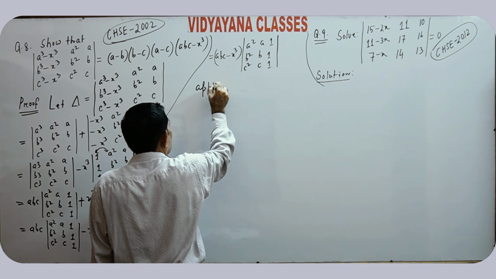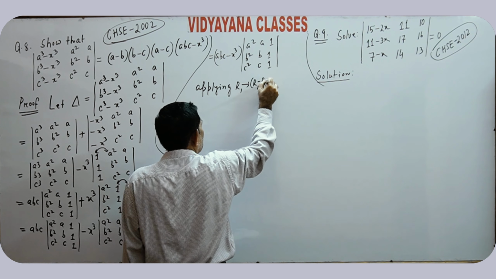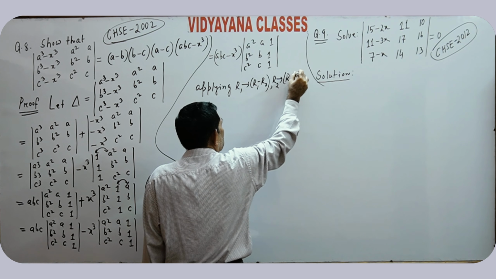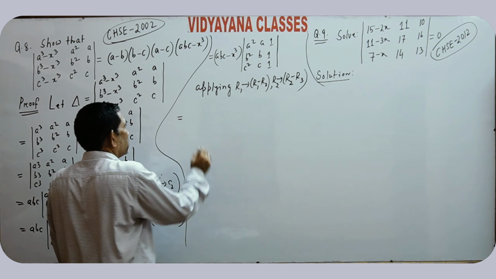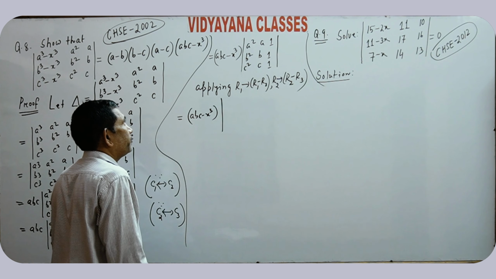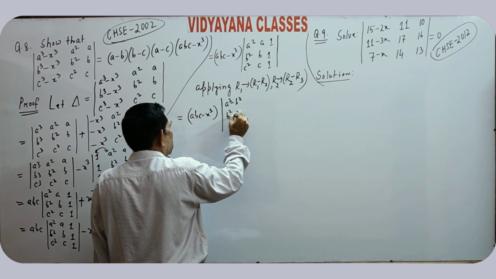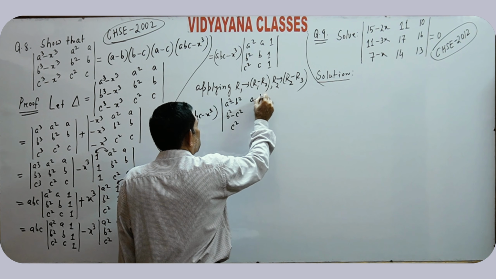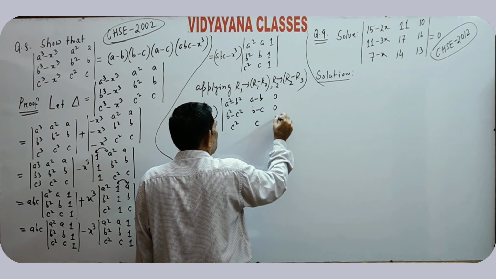Applying row 1 is replaced by row 1 minus row 2, and row 2 is replaced by row 2 minus row 3, which is the same as ABC minus SQ into the determinant having elements A square minus B square, B square minus C square, and C square, A minus B, B minus C and C, 0, 0, 1.